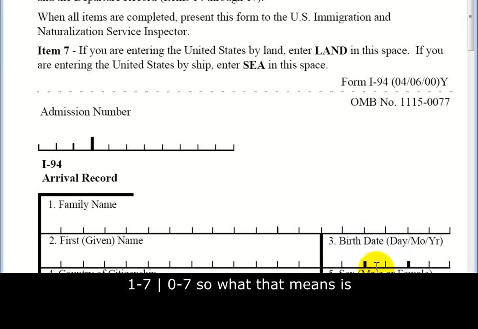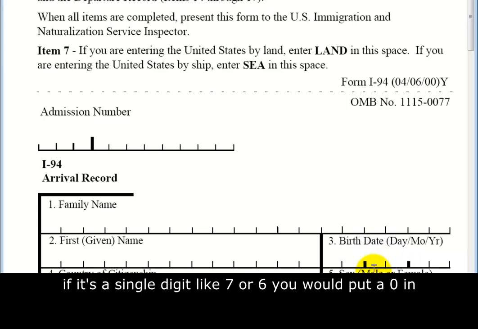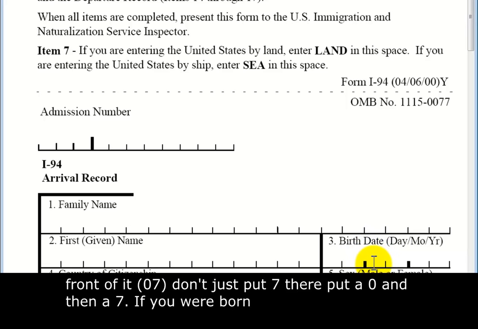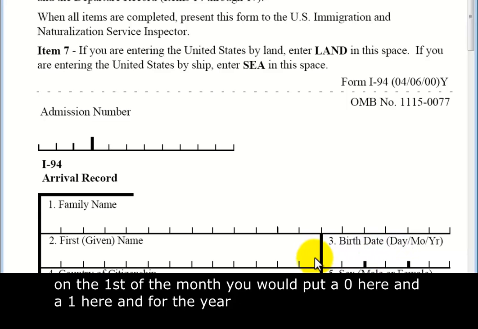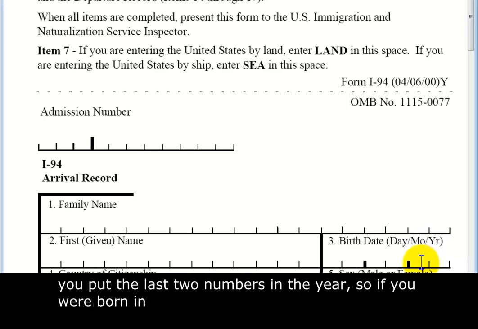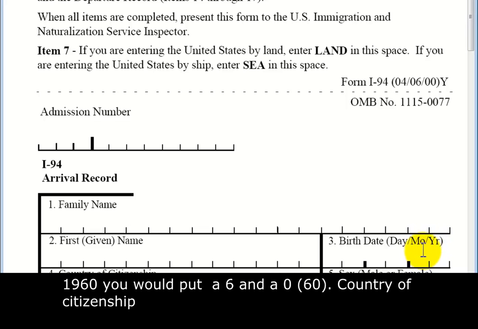1707. So what that means is if it's a single digit, like 7 or 6, you would put a 0 in front of it. Don't just write 7 here, put a 0 and then the 7. If you were born on the first of the month, you would put a 0 here and a 1 here. And for the year, you would put the last 2 numbers in the year. So if you were born in 1960, you would put a 6 and a 0.